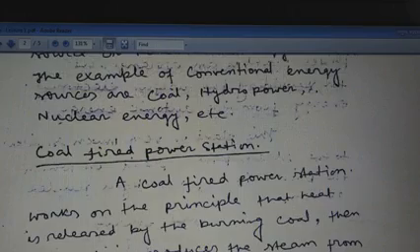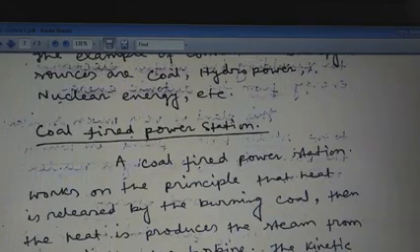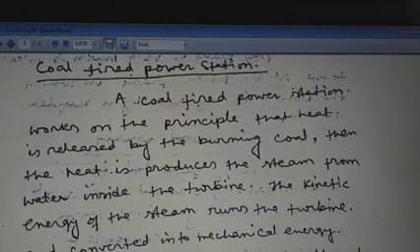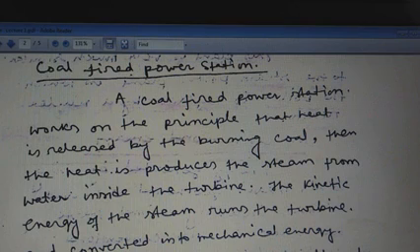First is coal. Coal is generally used in the coal-fired steam power plant. The main raw material of this power plant is coal, and the product is steam. A coal-fired power station works on the principle that heat is released by burning coal, which is collected from the nearest coal mines of the power plant. Then this heat is used to produce steam from water inside the boiler. In this case, water is used as the working fluid.